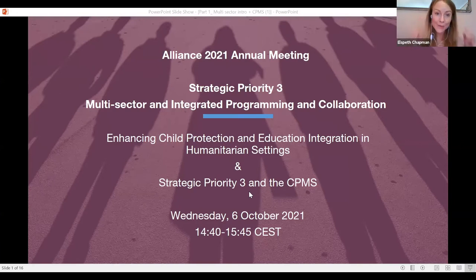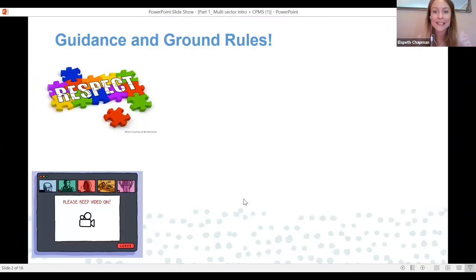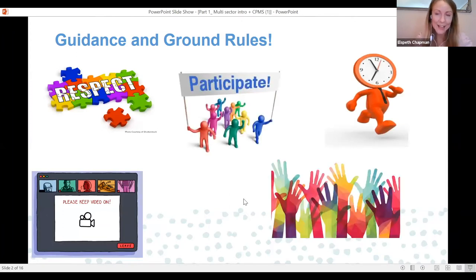My name is Elspeth Chapman, and I will be facilitating this session. I have recently joined the Alliance Secretariat and am really looking forward to working with you all. We will try to be as participatory as possible. So, moving to the next slide. These sessions are really designed to kickstart the implementation of our brand new strategy by listening to you and getting your inputs, ideas, and recommendations as we embark on this journey together.